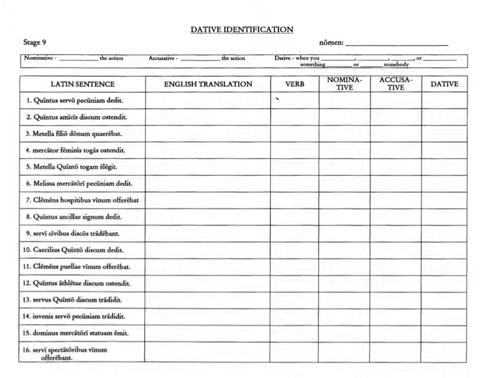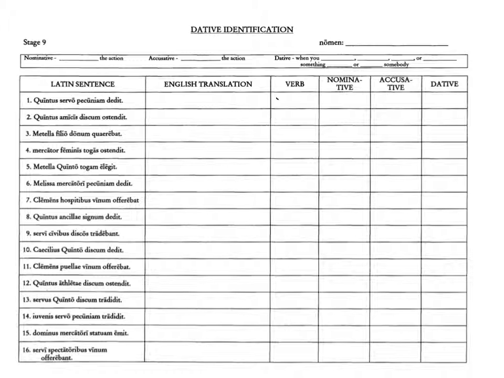For number four, the merchant shows the women togas. Ostended is the verb, mercator is the nominative, togas is the accusative, and feminis is the dative. For number five, it's Metella chose a toga for Quintus. The verb is elegit, the nominative is Metella, the accusative is togam, and Quinto is the dative.